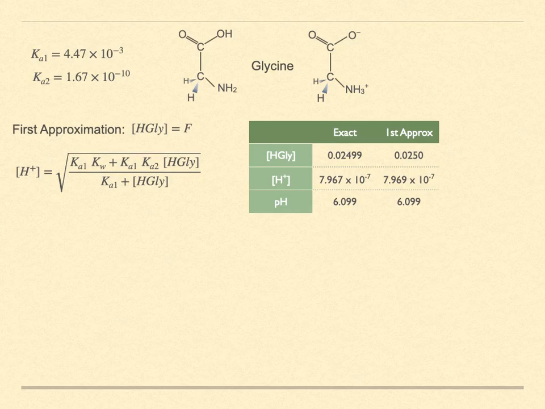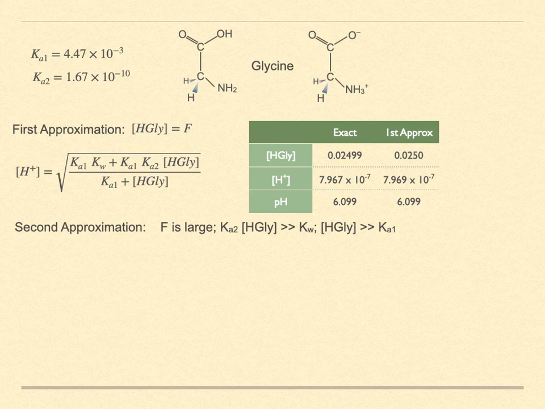With some further restrictions that are commonly met, we can find an even simpler approximate solution. Second approximation: if the formal concentration is reasonably large, depending upon the magnitude of the equilibrium constants, then Ka2 times H-gly is very much greater than Kw, and the first term in the numerator cancels out. And additionally, if H-gly is very much greater than Ka1, the denominator is just H-gly, which cancels the numerator, to give us the square root of the product of the acid dissociation constants. Take the logarithm of this expression, and you see that it is equivalent to saying that the pH will be at the average of the two pKa values.